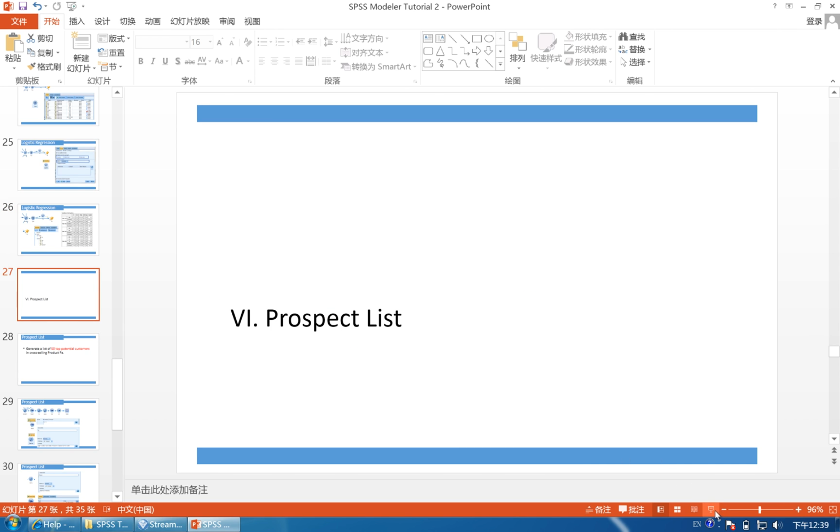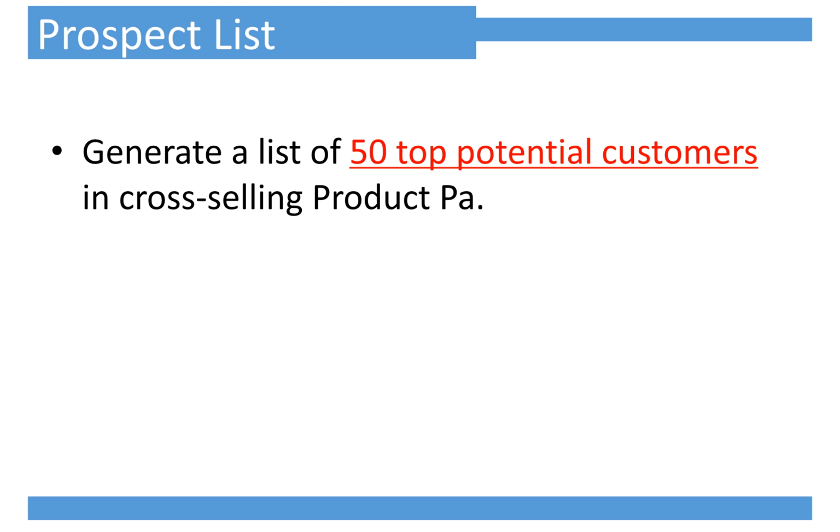And next is the prospect list. For the prospect list, you need to generate a list of 50 top potential customers in cross-selling product PA. So please pay attention that it's the top 50 customers and it's potential customers, which means that these customers didn't buy PA, but we are going to cross-sell PA to them, make them buy PA.